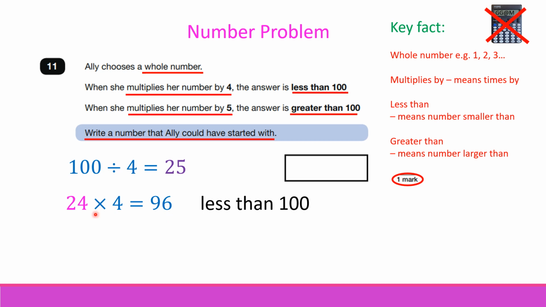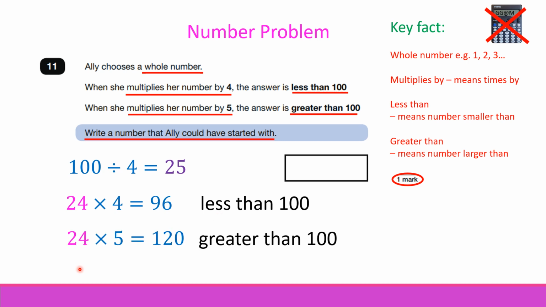Now to do this in your head without a calculator, remember when you multiply by 4, it's the same as doubling and doubling again. So double 24 is 48, double 48: double 40 is 80, double 8 is 16, 80 plus 16 gives me the 96, which is less than 100, so it meets the requirement. And now I'm going to try and times this same number 24 by 5. So I've got to do 24 times 5 and see if this is greater than 100.